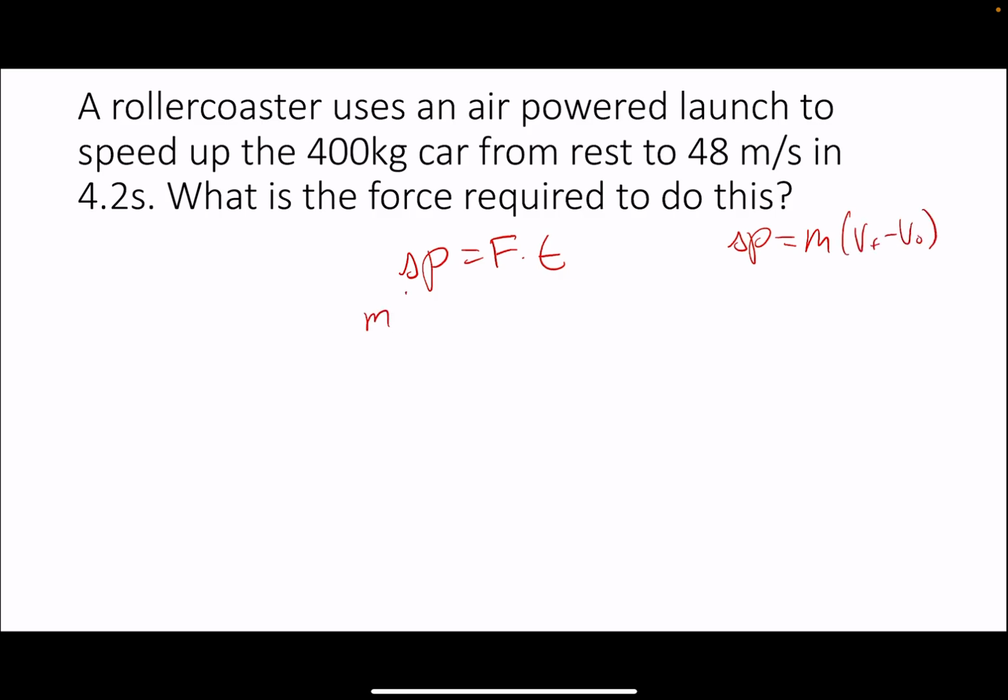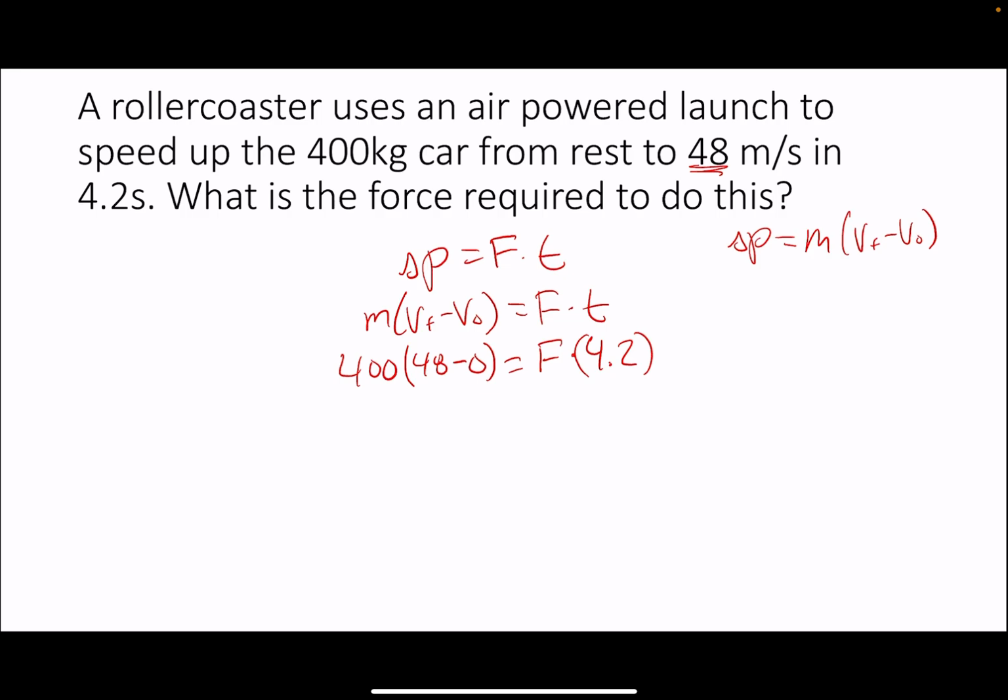And so we can throw that in here. It's another way of writing the same thing. It's just factored this time. And then let's throw in our numbers. Our mass is 400. Our V final is 48, while our V initial is 0. So you can put in the minus 0 if you'd like to, but it's just going to come out to 0, right? Minus 0 doesn't mean anything.